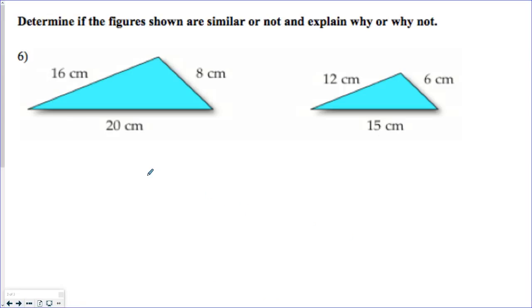The last few here deal with similarities. So similarity means there's proportions involved. So determine if the shapes are similar or not, and then explain why or why not. So if they're similar, that means that every side that corresponds should have the same fraction.